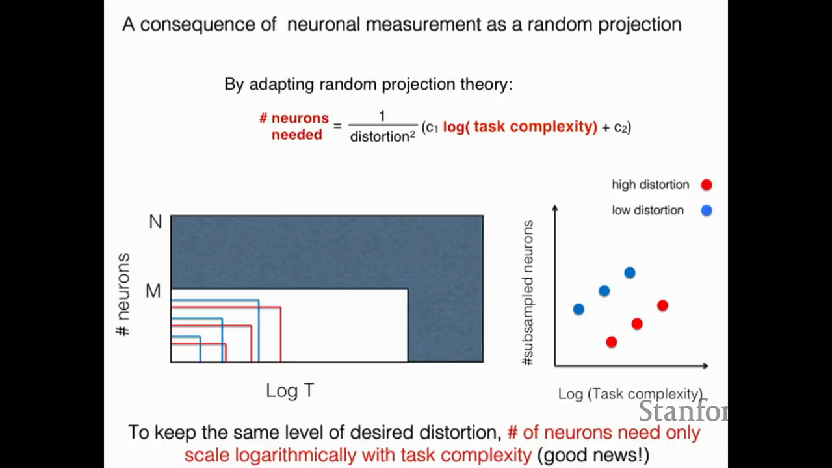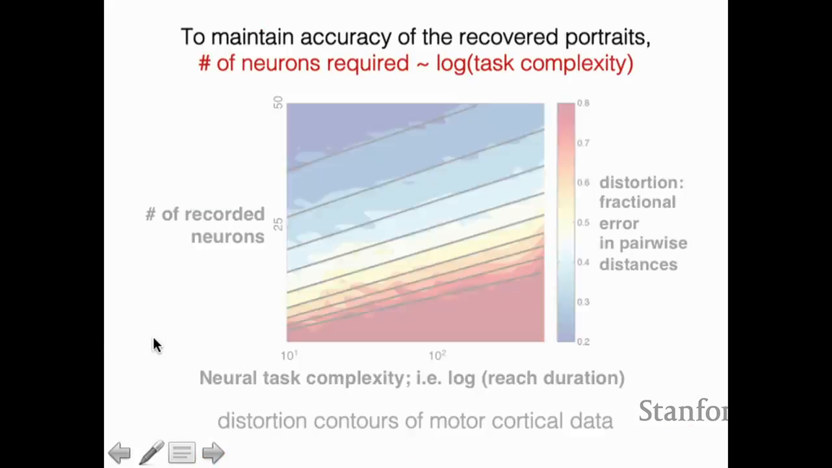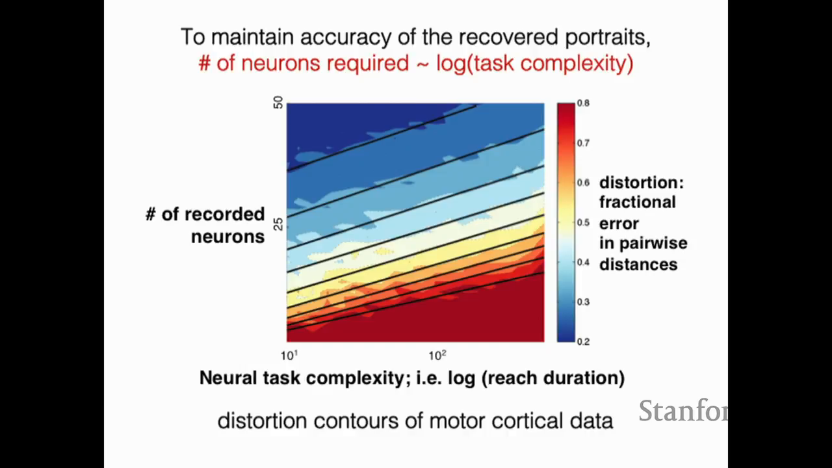We can actually do this in neural data from the monkey's brain and plot these isocontours of constant distortion. And what you find is that the prediction is strikingly verified. So this is, again, the number of recorded neurons that we keep. This is the neural task complexity. This is a logarithmic axis. This is a linear axis. This is the distortion level, and the isocontours are indeed straight lines.